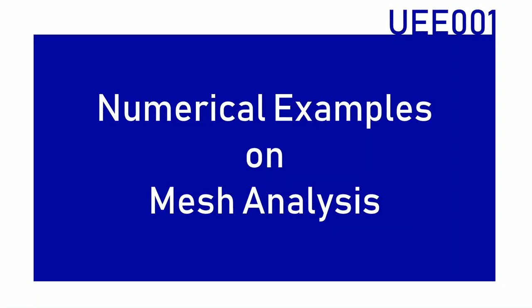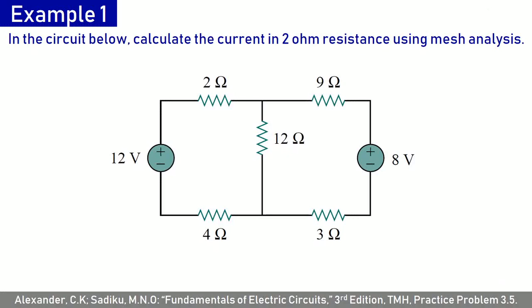Let us take some numerical examples on mesh analysis. Here we will take up three examples and we will solve each question in a step by step manner. So this is example 1. Here a circuit is given with independent sources and resistances, and we are required to calculate the current in this 2 ohm resistance using mesh analysis.